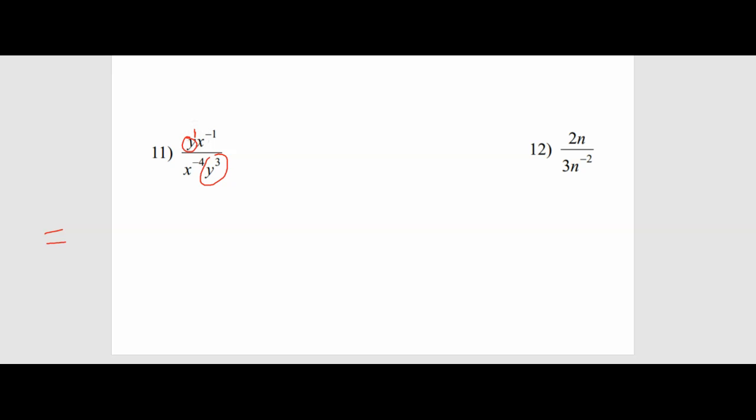This exponent right here is 1. When I am doing the quotient rule, I subtract the exponent. So 1 minus 3 gives me -2. If I then look at my x terms, I'm going to have x and then -1 minus -4. That's going to be -1 plus 4, which is +3. So I actually get x cubed right here.